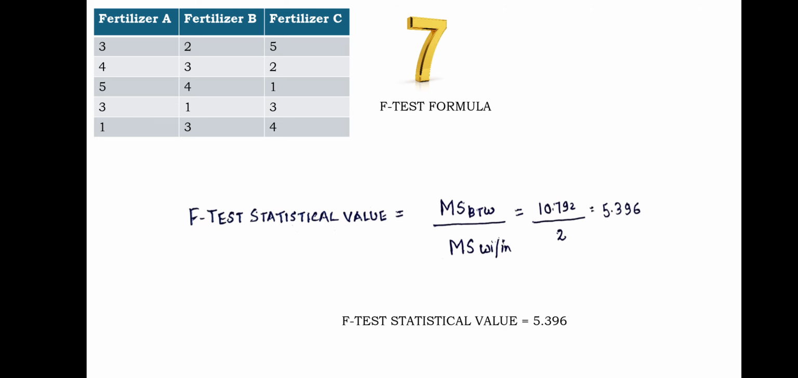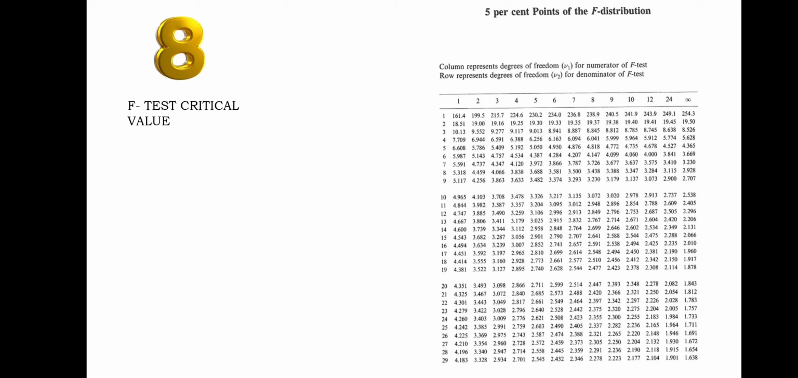This is our value. Now, in order to be very sure that our decision is right, that our samples are saying the right thing about the population, or that our alternative hypothesis is right, we have to compare our test answer with our eighth step, that is, we have to find a critical value. In order to find out a critical value, we have to understand a table. The table in our case is known as the F distribution table.